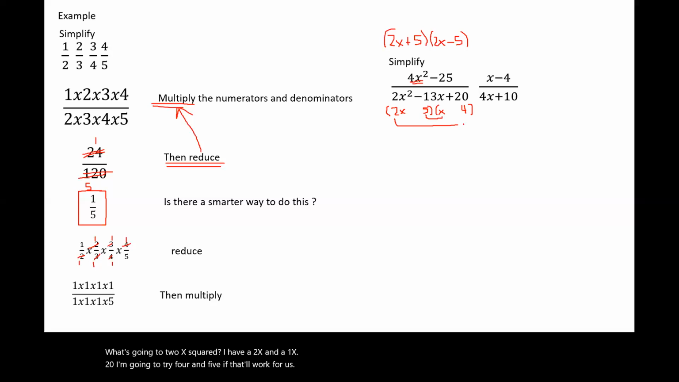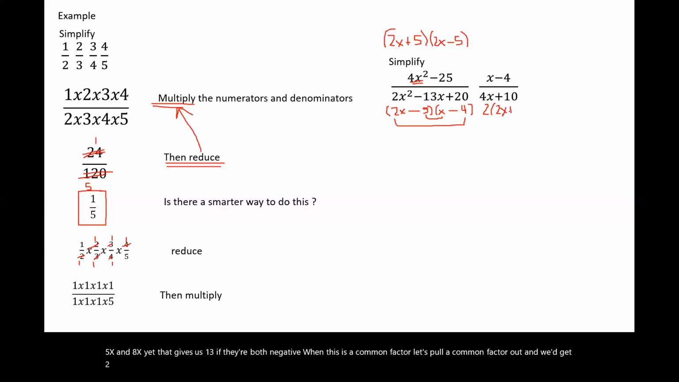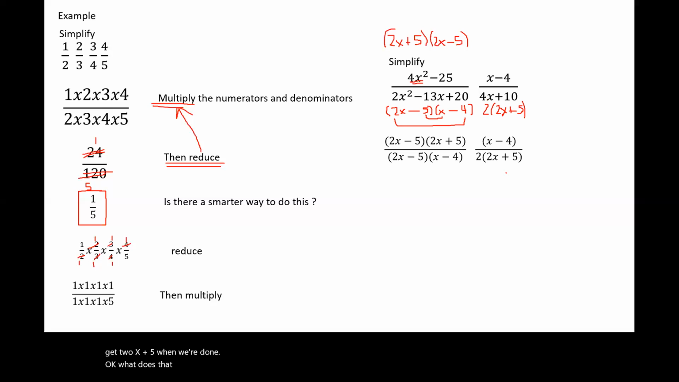5x and 8x. Yeah, that gives us 13 if they're both negative. Oh, and this has a common factor. Let's pull a common factor out and we get 2x plus 5 when we're done. Okay, what does that do for us? Anything common to top and bottom?